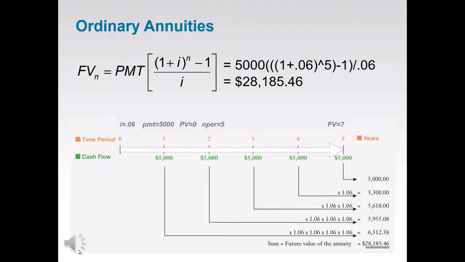There is a math equation, as you can see here, that we can use to calculate annuities and the future value. The way that we calculated it comes up to the same amount as using the equation, which is $28,185.